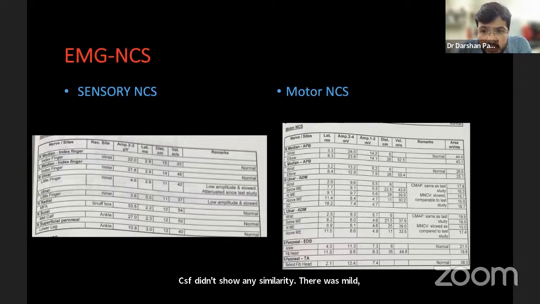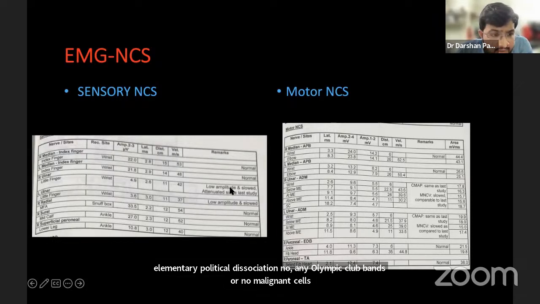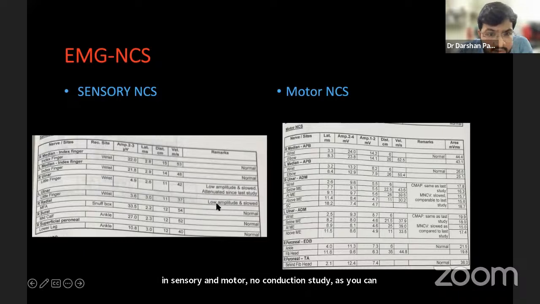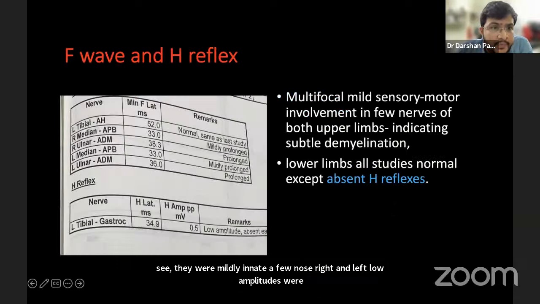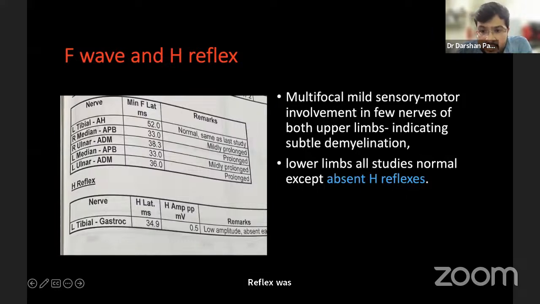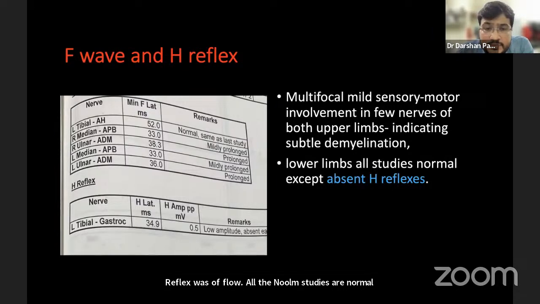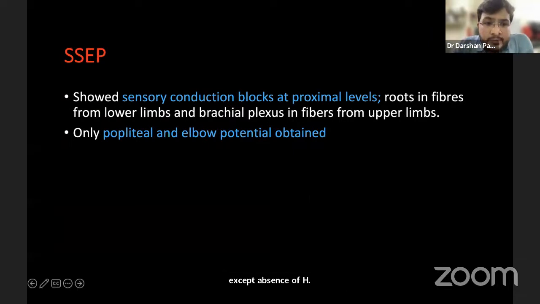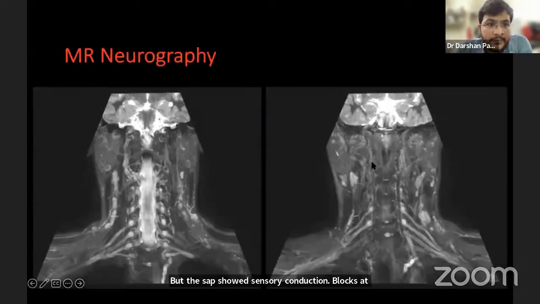In sensory and motor nerve conduction studies, as you can see, there was mild involvement of a few nerves, right and left ulnar, with low amplitudes seen in the sensory and the motor also. And here, as you can see, the F wave was mildly prolonged and H reflex was of low amplitude. All the lower limb studies are normal except absence of H reflex. But the SSEP showed sensory conduction blocks at proximal levels. Only popliteal and elbow potentials were obtained.